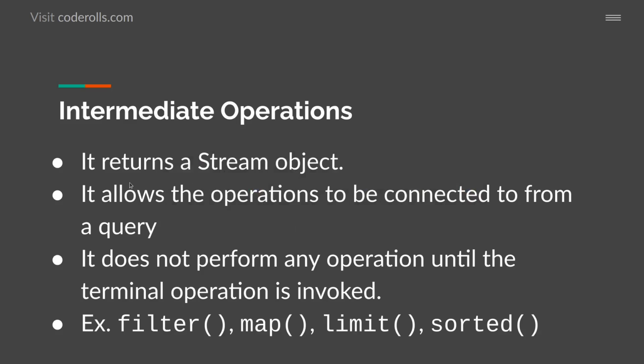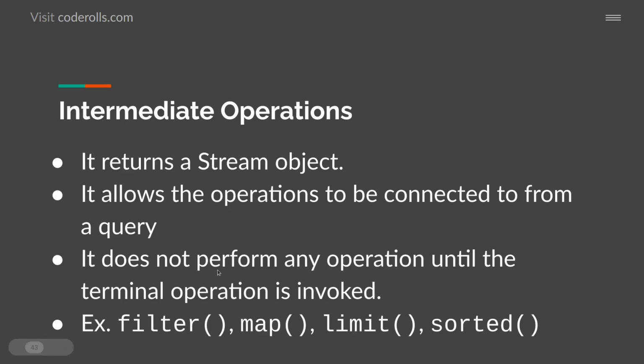As per our presentation slide, the intermediate operations are the operations which always return a stream object. It allows the operations to be connected to form a query. Like we have added a filter operation, then again we can add a map operation or many other operations, and it will form a query. So basically, intermediate operations allow us to do so.